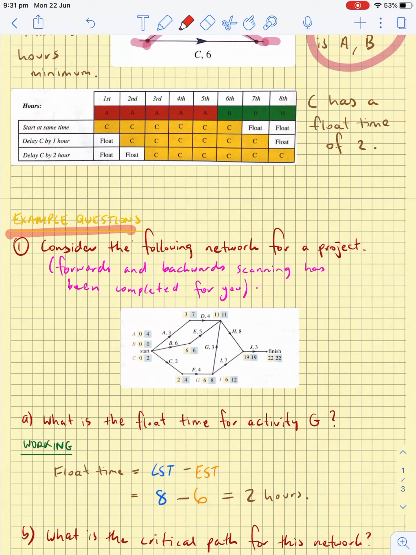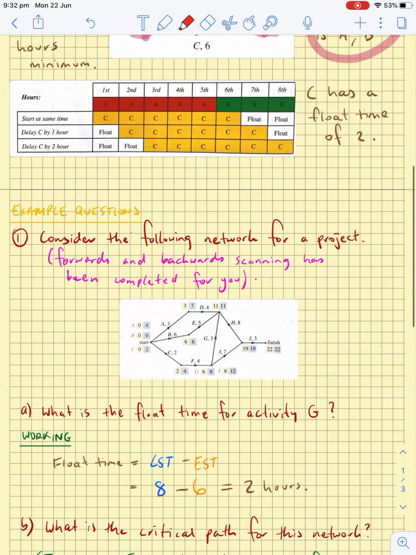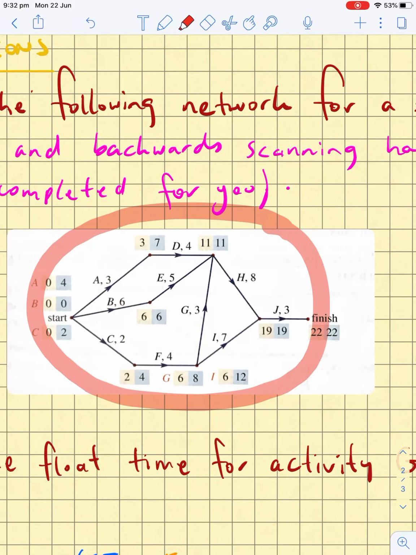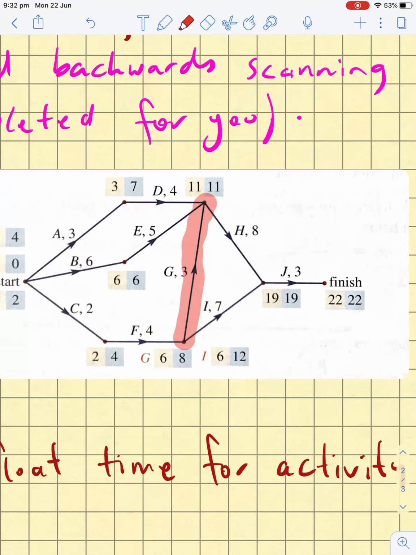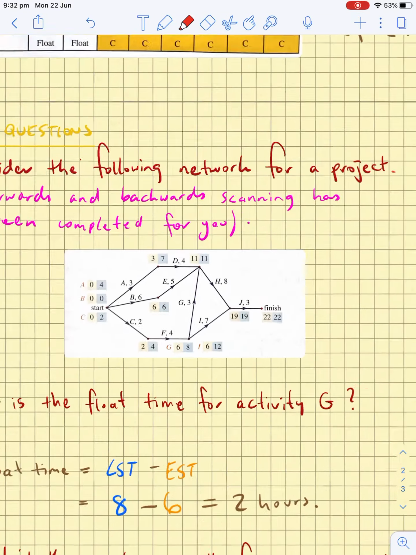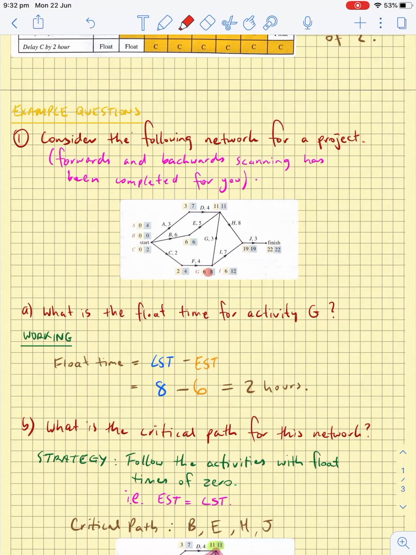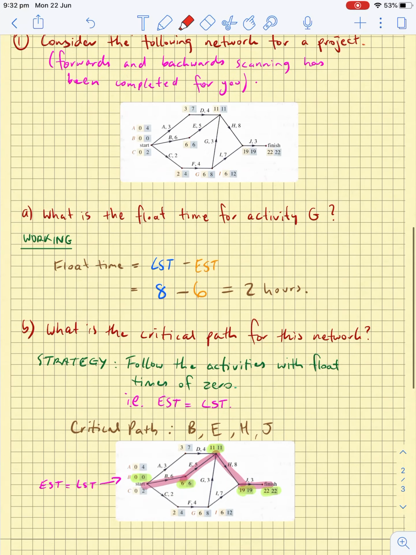Okay, so some example questions. Consider the following network for a project. Forwards and backwards scanning has been completed for you. What is the float time for activity G? If we look at activity G, the box at the start of G is this one right here. So G has an earliest starting time of 6 and a latest starting time of 8. The float time is the difference between these two numbers, so it's LST take away EST, 8 take away 6. Activity G has a float time of 2 hours.